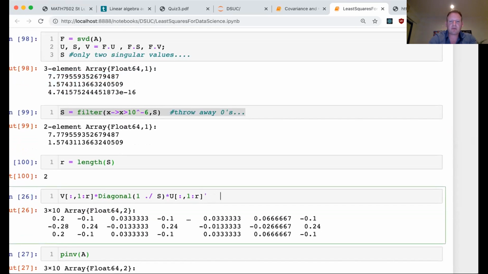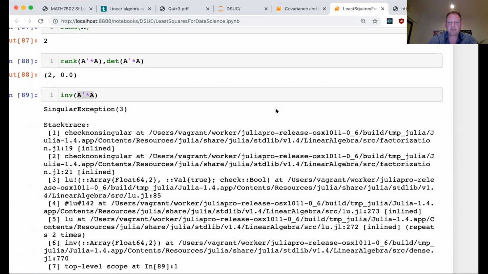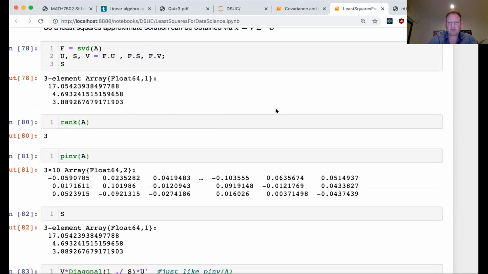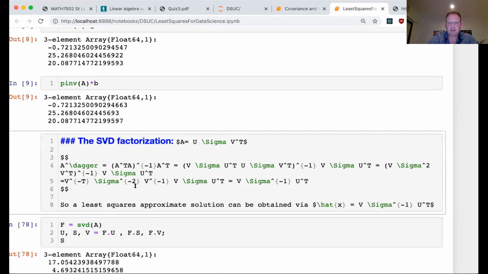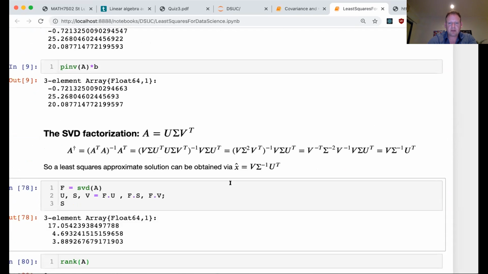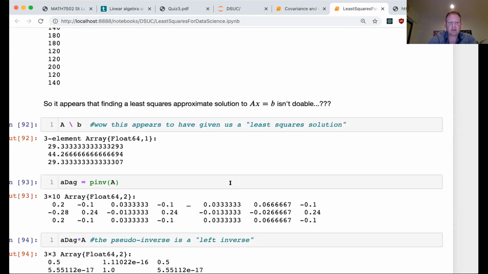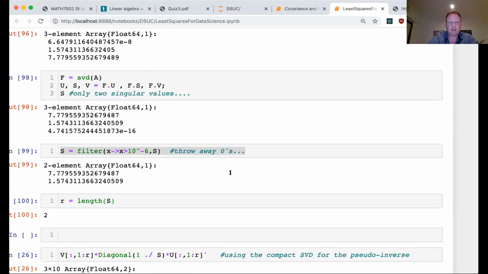Now, at this point, what we can do is what is called the compact SVD. So we are using the compact SVD for the pseudo inverse. This is a formula that I'll just bring from up here so you saw it. I'll copy it so you have it. It's this one. You can compare the formula to what we're doing here.